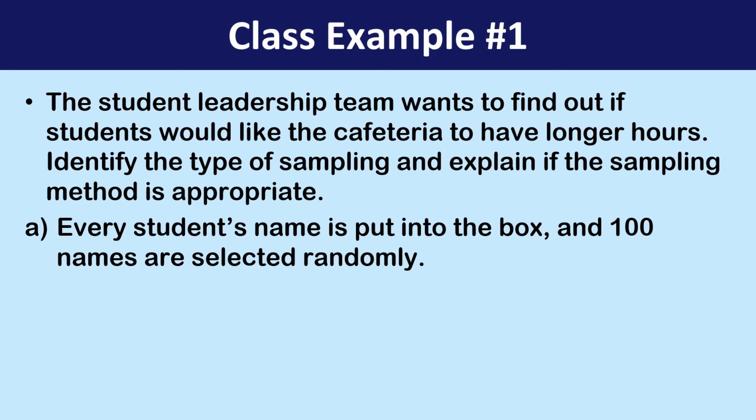I will assume that you did after pausing. So let's go through that. First, we have a student leadership team, like in grade 9, which is quite specific to your example, who wants to find out if students would like the cafeteria to have longer hours. So there was a sampling situation. Every student's name is put in a box and 100 names are selected randomly. So this is a classic example of random names out of a hat.